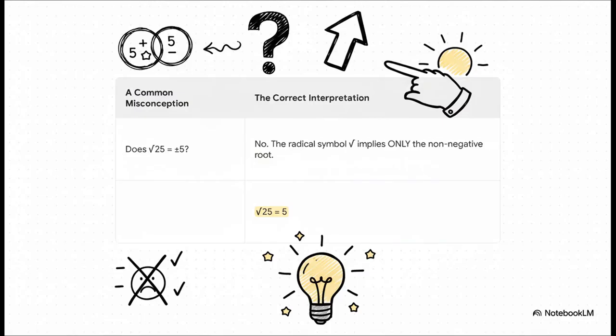Okay, this slide right here tackles a super common mix-up. I mean, it's true, right? 5 times 5 is 25, but so is -5 times -5. So why isn't the answer plus or minus 5? Well, it's because that radical symbol, think of it like a command. It's specifically telling you, give me the positive root. That's it. So by definition, the square root of 25 is just 5, period.